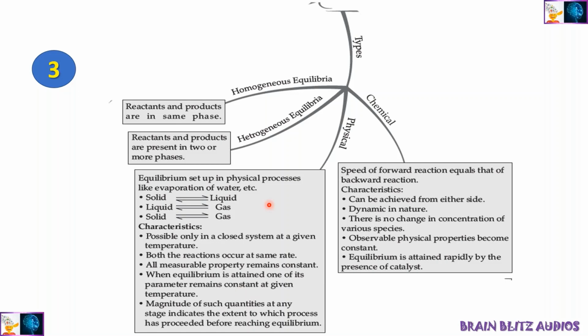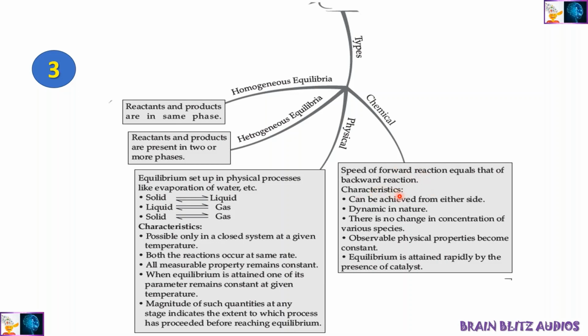Now, from physical equilibrium, we move on to chemical equilibrium. In chemical equilibrium, the main thing that you need to understand is that the speed of the forward reaction would be equal to the speed of the backward reaction. When this condition is satisfied, you get chemical equilibrium, which is dynamic.